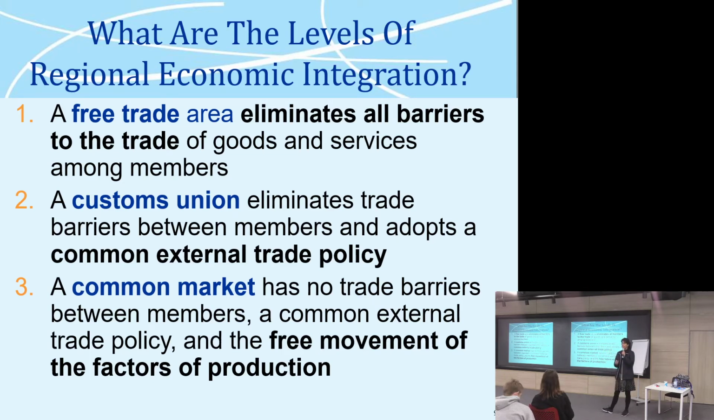A customs union is a little bit more sophisticated because in addition to eliminating all trade barriers, what we also have is the creation of a common external trade policy. So it's not only that we are trading freely between member states, but we now have a common policy versus the countries that are outside this trading group and economic bloc. The higher level of economic integration is the so-called common market. In a common market, again, we are eliminating all barriers, we have a common external policy, but in addition, we now have free movement of the factors of production.